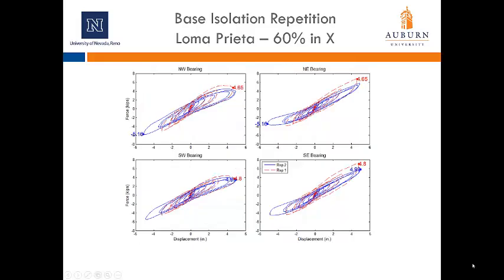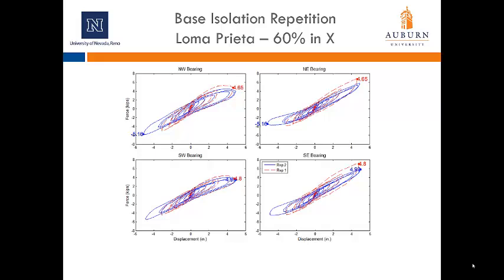We also noticed that the bearings appeared to be softening throughout the test program. As a result, we did a few extra base isolation repetitions at the end to assess if the bearings were changing over the course of the test program. This shows repetition 1 toward the beginning of the test program in red, and repetition 2 towards the end of the test program in blue.